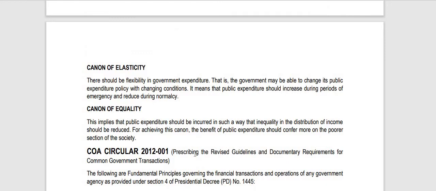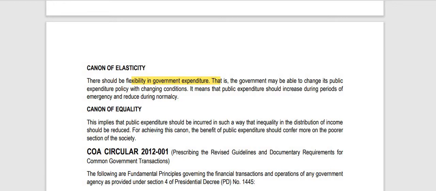Canon of elasticity, there should be flexibility in the government expenditures. So whenever there is a need for us to change the condition, especially like for example in today's time, we need to amend, we need to divert our funds to a more fruitful and more reasonable grounds of expenditures such as the expenditures for the COVID-19. So that's an example of the government expenditure being flexible.